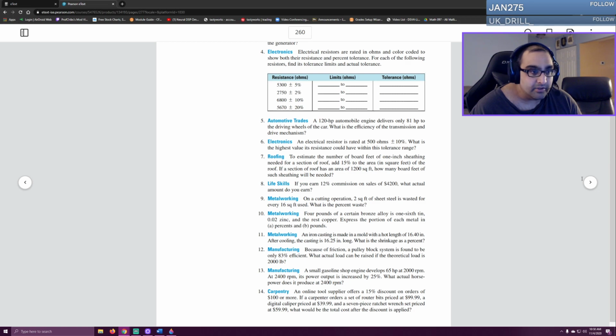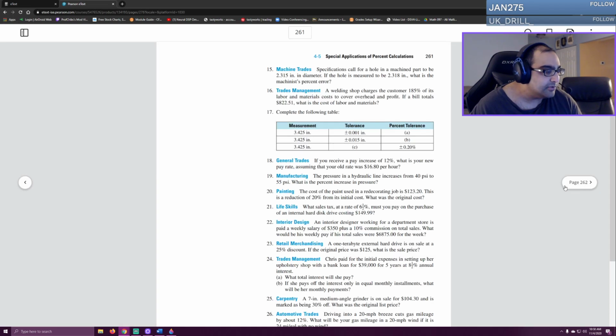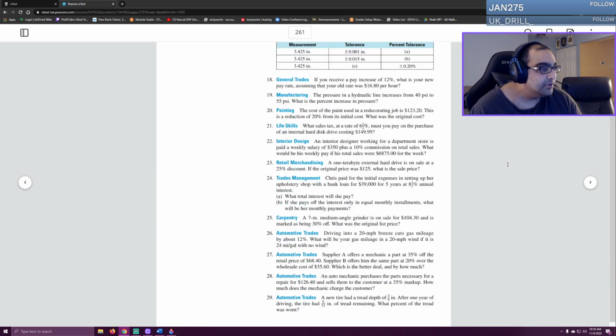All right. Let me go to the next page here. So let's take a look here at number 26. Driving into a 20 mile per hour breeze cuts gas mileage by about 12%. What will your gas mileage in a 20 mile per hour wind be if it is 24 miles per gallon with no wind?